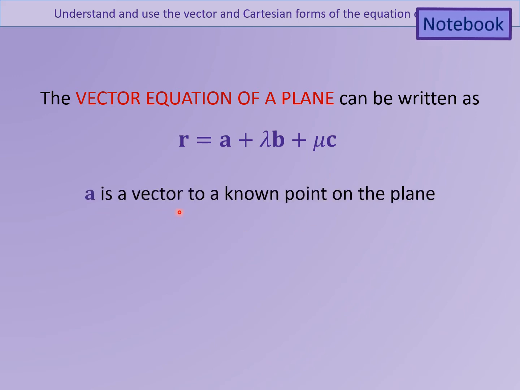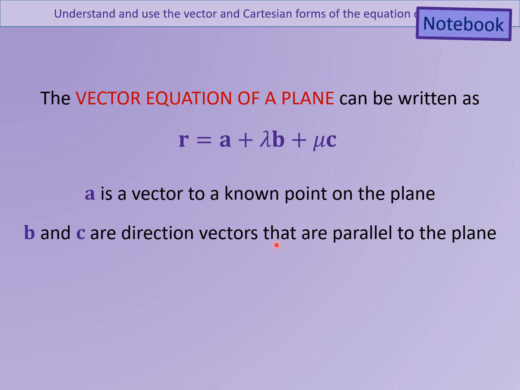So A is a vector to a known point on the plane, a position vector, as we called it before. The B and the C are direction vectors that are parallel to the plane, but not parallel to each other. So they lie on the plane or are in the direction of the plane, but they are not parallel with each other. That's an important fact. Lambda and mu are just some scalar quantities, some scalar amounts of B and C. Okay, so pause it there if you haven't had a chance to get your notes down.